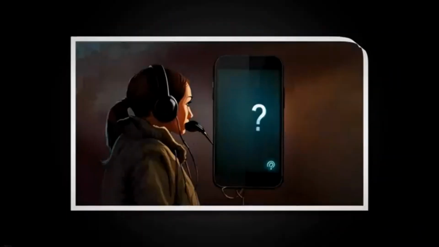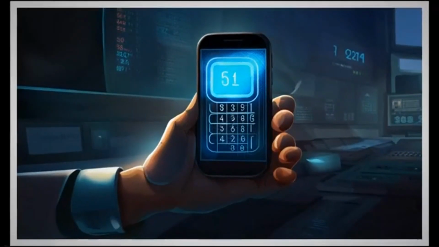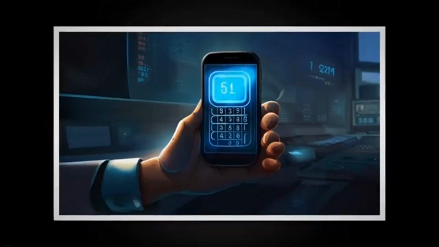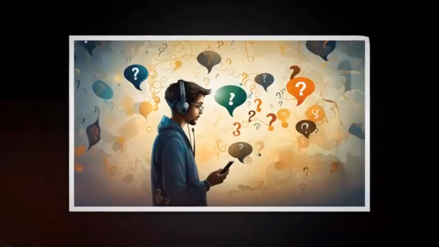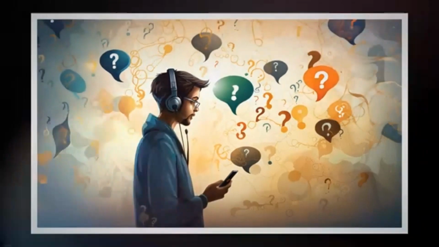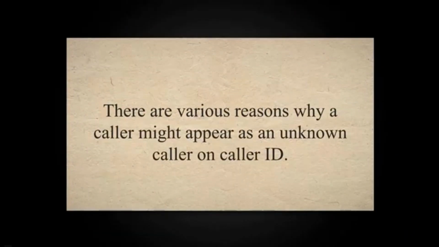An unknown caller is a term used to describe a situation where the recipient of a phone call does not recognize or have the caller's phone number saved in their contacts. Unlike a private caller, the phone number of an unknown caller is visible on the recipient's caller ID display. However, due to the lack of familiarity, the recipient is unable to associate the number with a specific individual or organization. There are various reasons why a caller might appear as an unknown caller on caller ID.